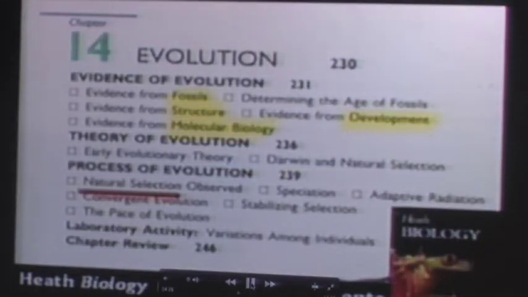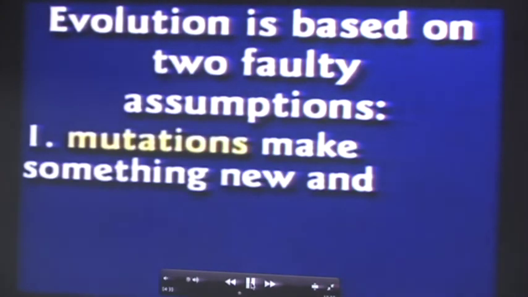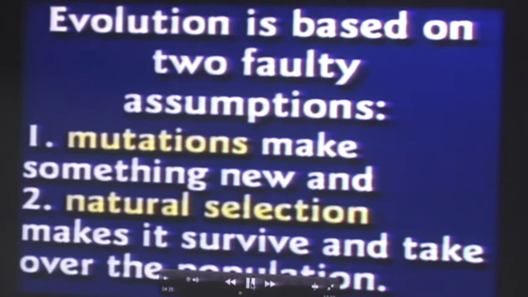Kids, we've got evidence for evolution. It works by natural selection. Well, yeah, natural selection works, but see, evolution is based on two faulty assumptions. Number one, they say mutations make something new. That's never been observed. And natural selection makes it survive. That's never been observed. That sounds good theoretically, but it's never been observed.